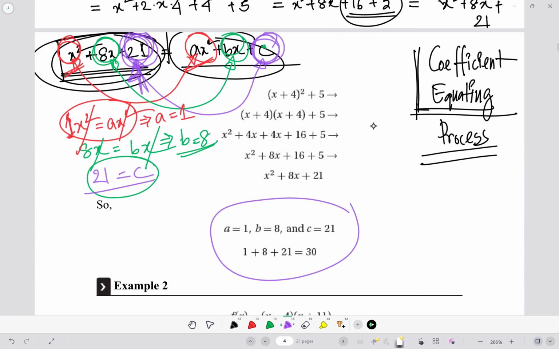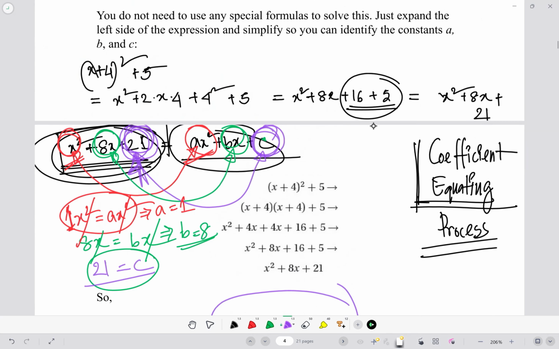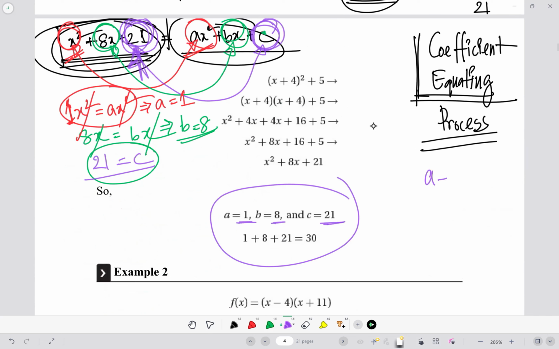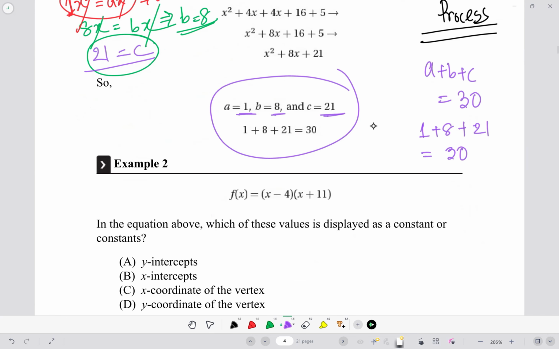Okay, so a equals 1, b equals 8, and c equals 21. So you just need to take the sum, a plus b plus c. For a you write 1, for b you write 8, and for c you write 21. You sum it, and it becomes 30. Do you understand? Okay.